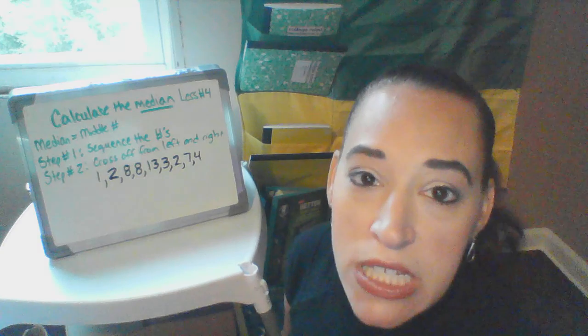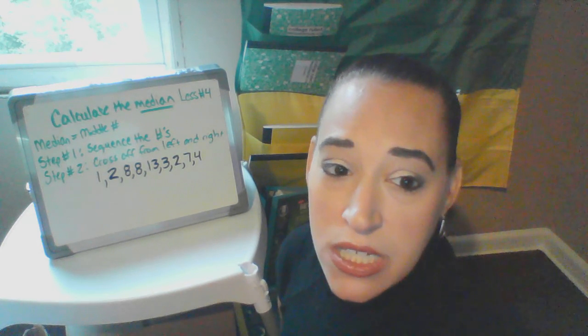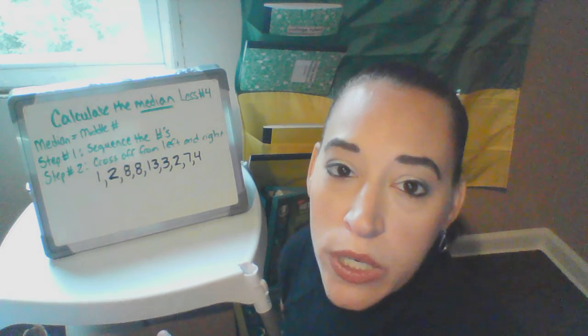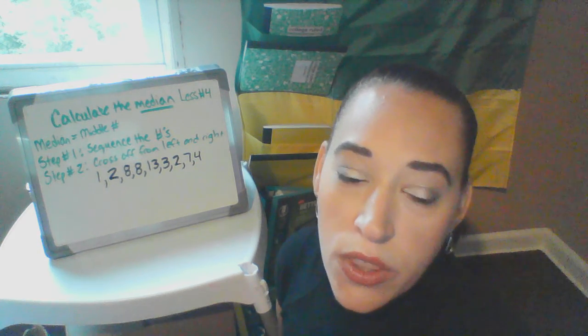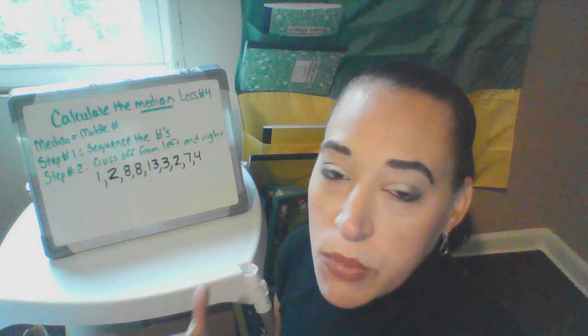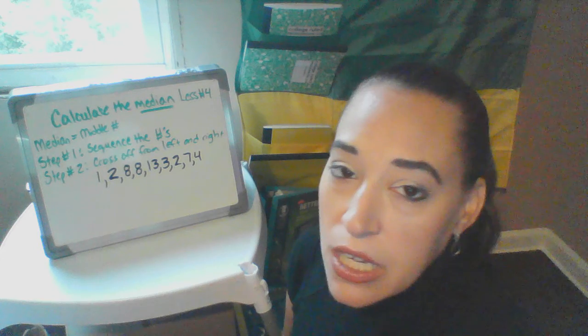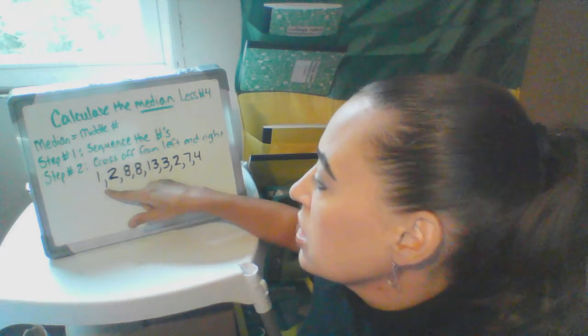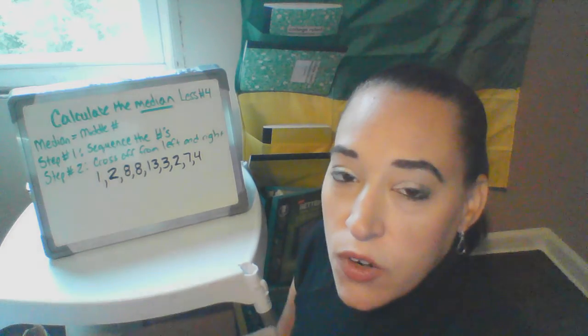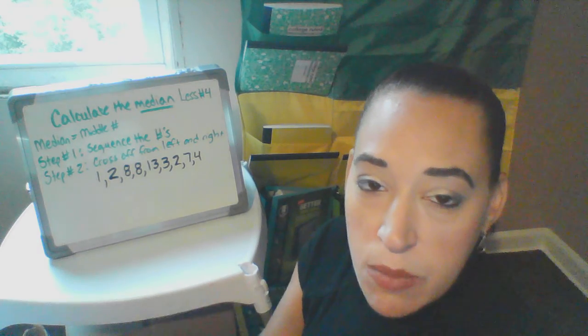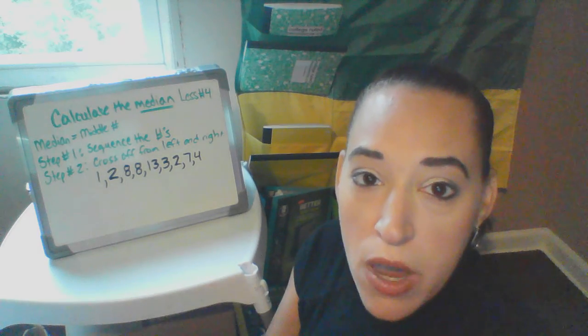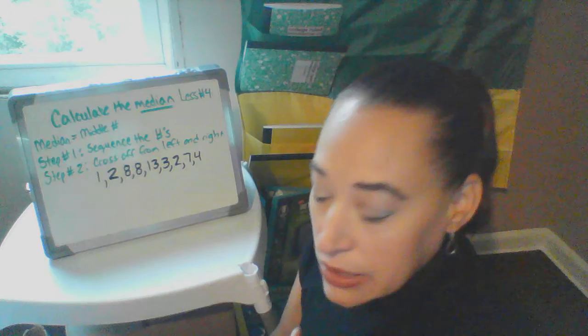So the first step to calculating the median is you have to sequence your numbers. You will always be given a data set where the numbers are all jumbled up, like they're all mixed up. So the first thing you need to do is sequence your numbers from smallest to biggest. Okay, so numerical increase in order. So that's the first thing I am going to do.